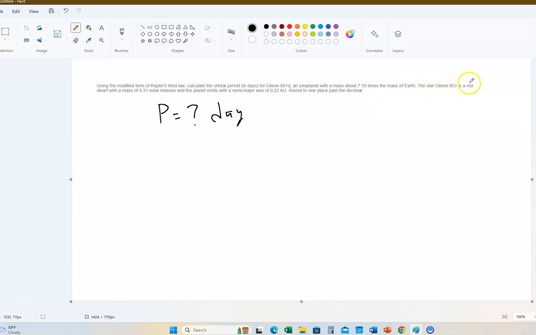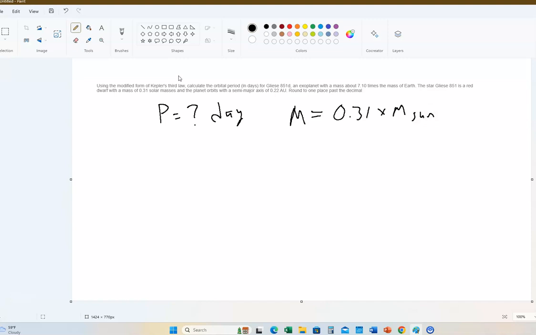The star, they tell us the name of the star. Now this part is important. The star has a mass of basically 31% the mass of our sun, or 0.31 times the mass of our sun. All right, so let me write that down. The mass of this star, which is called Gliese 8851, not that that matters at all, is equal to 0.31 times the mass of our sun.